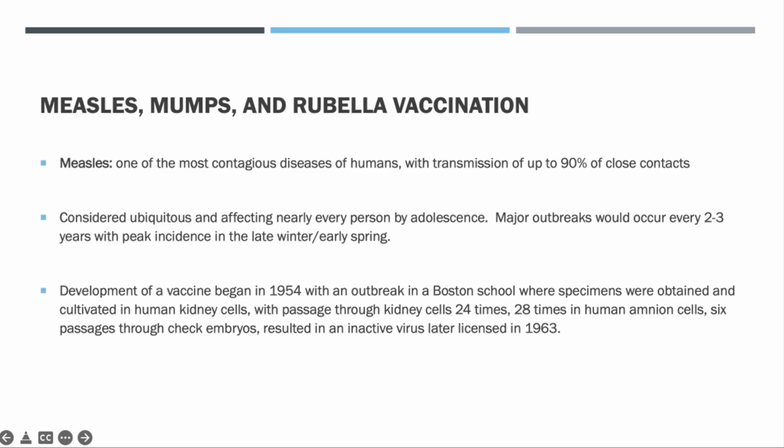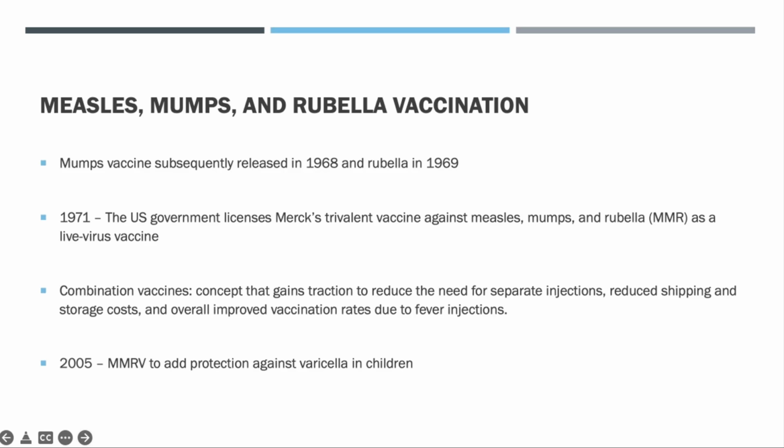Development of a vaccine began in the 1950s with an outbreak in a Boston school where they obtained some of the specimens that were actually used in culture, culture through human kidney cells. This eventually led to an inactive virus that was later licensed in 1963. Several years later, there was the mumps vaccine in 1968 and rubella in 1969.